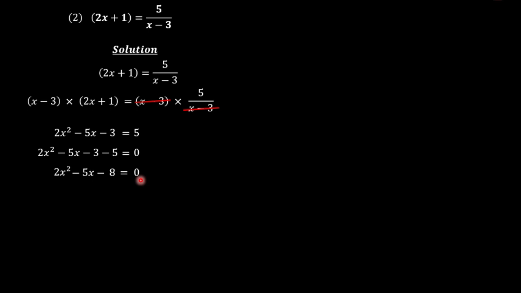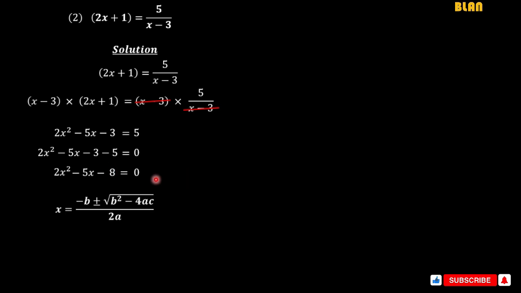Okay, so we are going to use the quadratic formula to solve this equation. So the quadratic formula is what? x equals minus b plus or minus the square root of b squared minus 4ac over 2a. So a is what? 2. b is what? Negative 5. And c is what? Negative 8. So we are going to substitute these values into the formula.